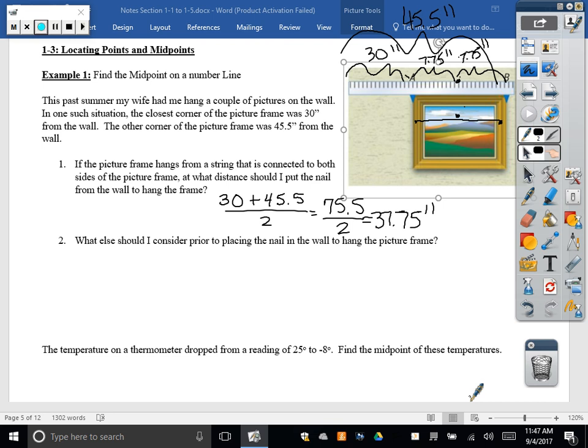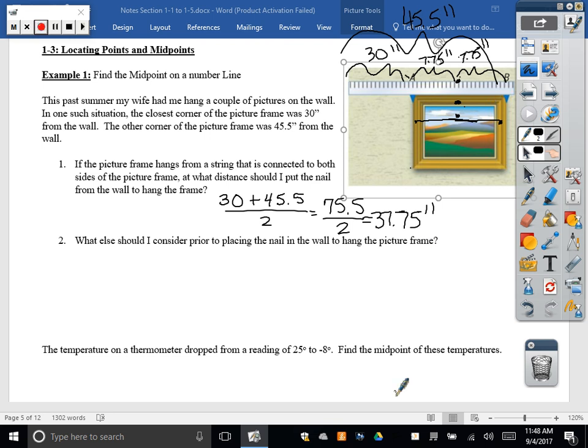Well, I guess the biggest thing is how much slack I have right here on this line. If I have a lot of slack, I'm going to want to put that nail probably up the wall a little bit. Okay? There's not a lot of slack, I put it right there because my wife wants that picture frame right there, and we don't want to deviate from that.